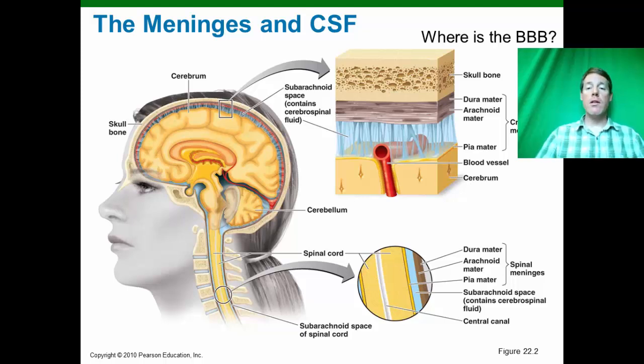So where is the blood-brain barrier again here? Well, it is in the capillaries that are in contact with the brain. Those are modified capillaries, and the cell walls and periphery of those capillaries is what prevents certain molecules from moving out of your blood into the brain.